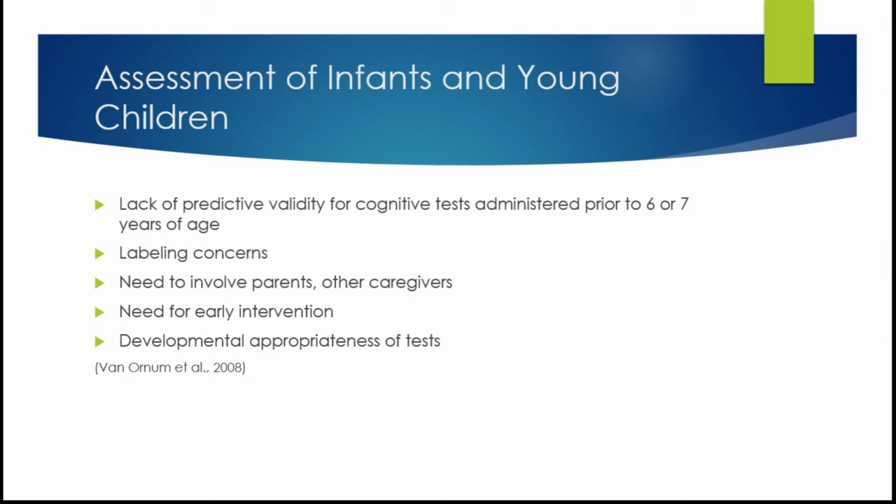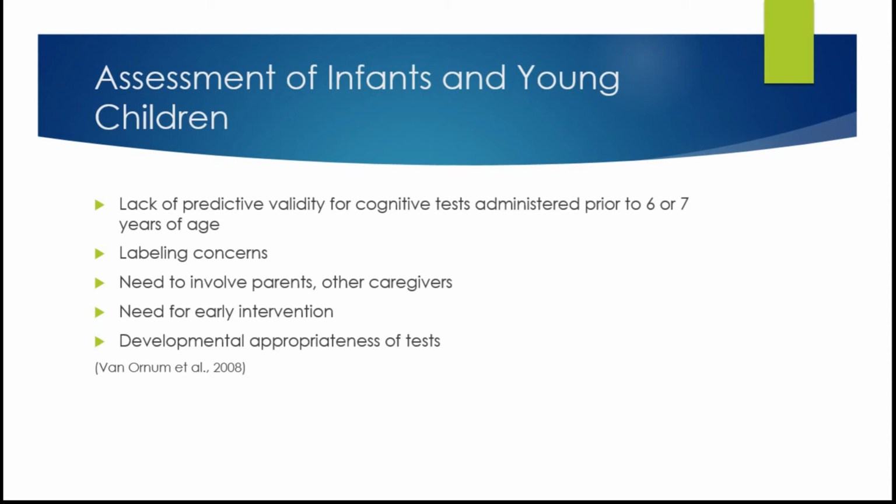Some things to keep in mind when we're thinking about assessing infants and young children. There's a lack of predictive validity for cognitive tests that are administered prior to age 6 or 7. And here's what that means. We might have a child that tests low on tests of cognitive ability or IQ tests. That doesn't always necessarily mean that they're going to have cognitive delays when they get older. Sometimes it seems to be more of a testing issue.